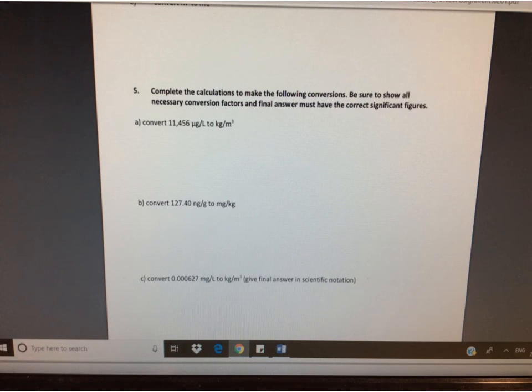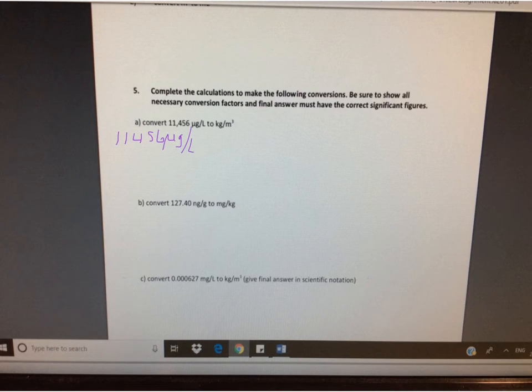Okay, so this is the second question, number 5, and there's different ways to approach this. I'm just going to break it down and do it in a couple of steps. You could do it in fewer steps if you wanted to, and if you have your conversion factors. What I would do with this one, just to show you how it breaks down, is start with the given measurement.